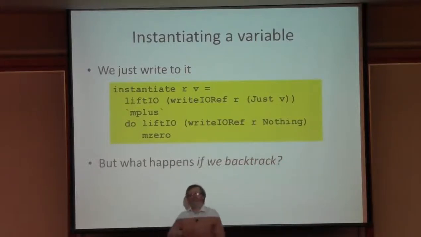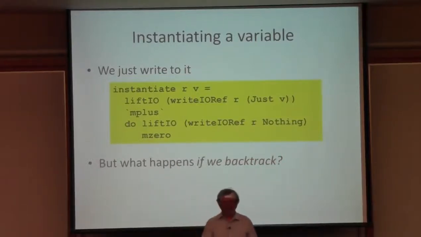And then fail, so continue backtracking. I can't produce an alternative solution. There isn't more than one way to set r to v. But I can see to it that if we do backtrack through this point, we clear that variable as we go.